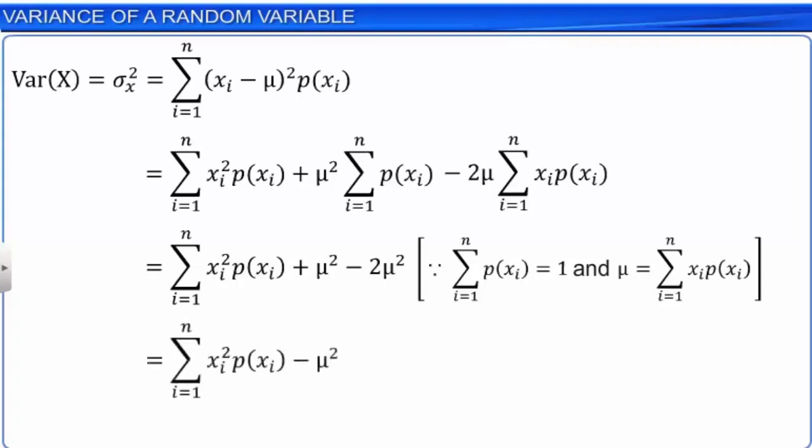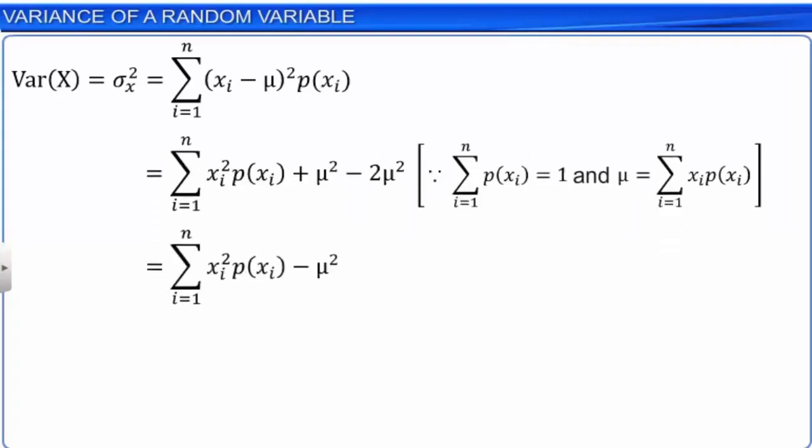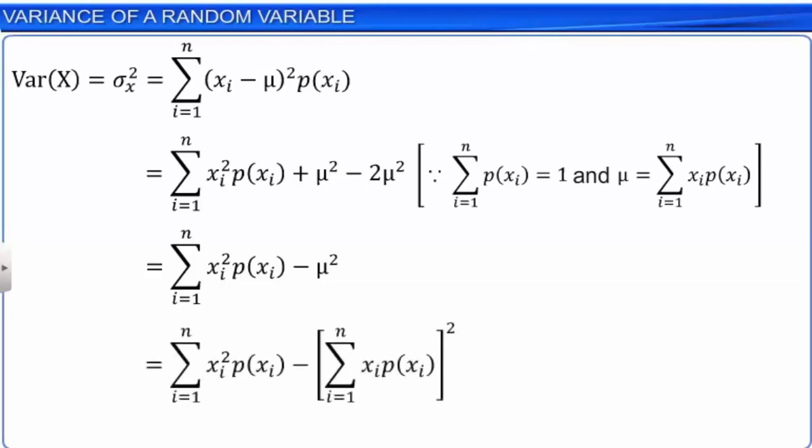Let's represent it in its function form. Therefore, the variance of x is equal to E(x squared) minus the square of E(x). This is the alternate formula to find the variance of a probability distribution.